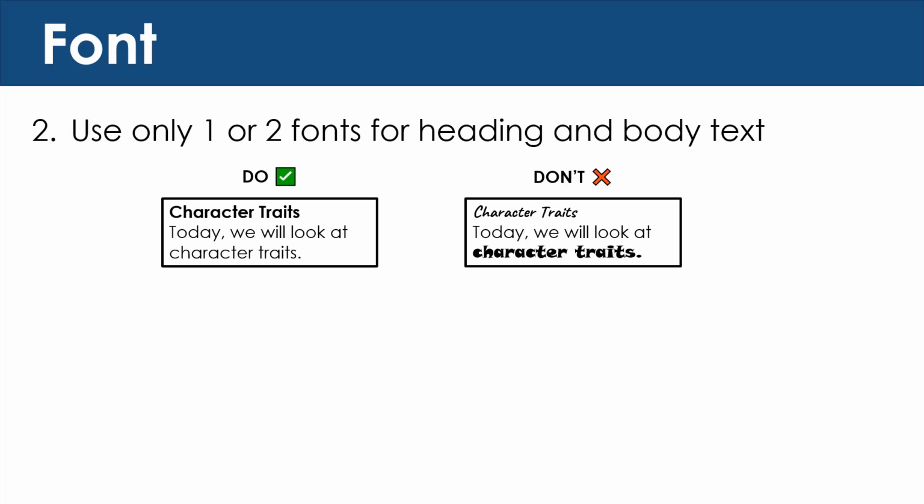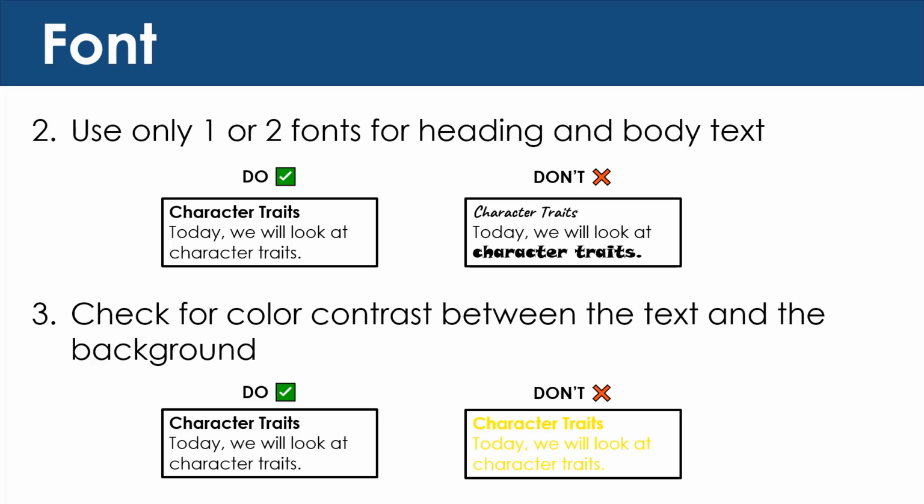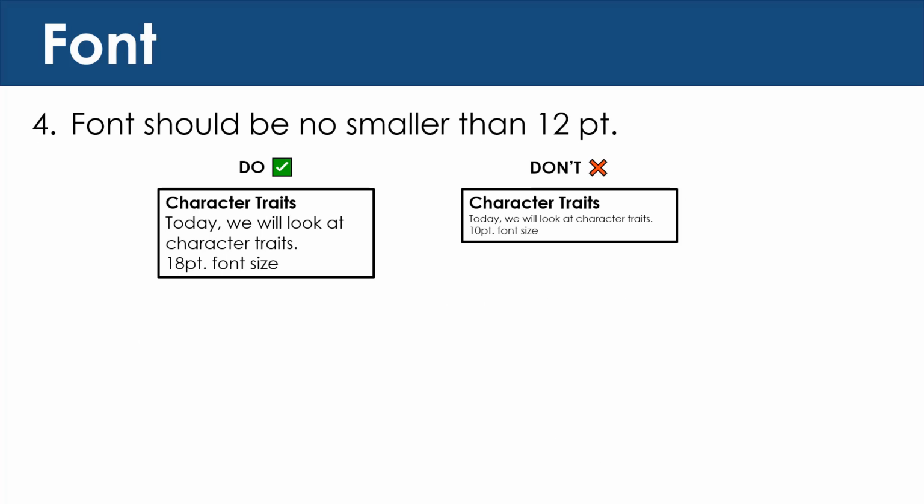Our next tip is to use only one or two fonts for heading and body text. If you need to bring attention to text, use bold text, not a different font. Tip number 3 has to do with color contrast. Make sure the contrast between the text and the background color is drastic enough to make reading easy on the eyes. Tip number 4 is about the size of the font.